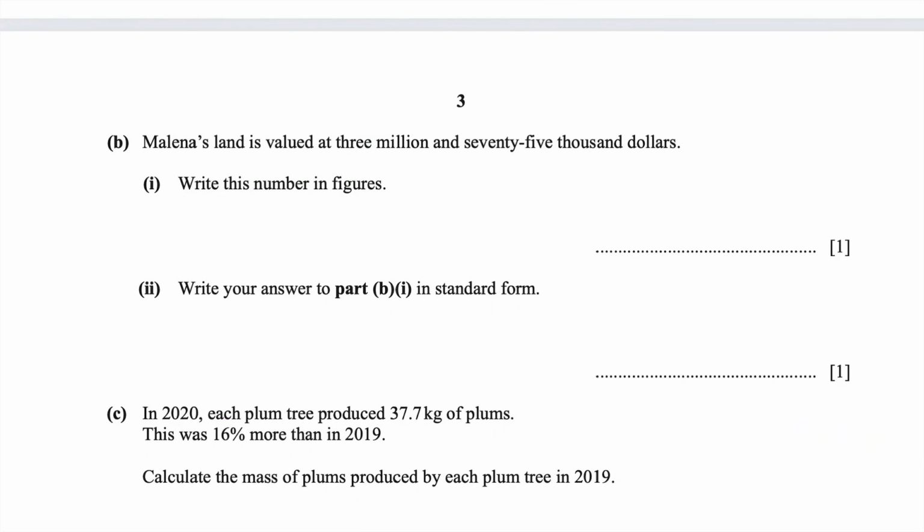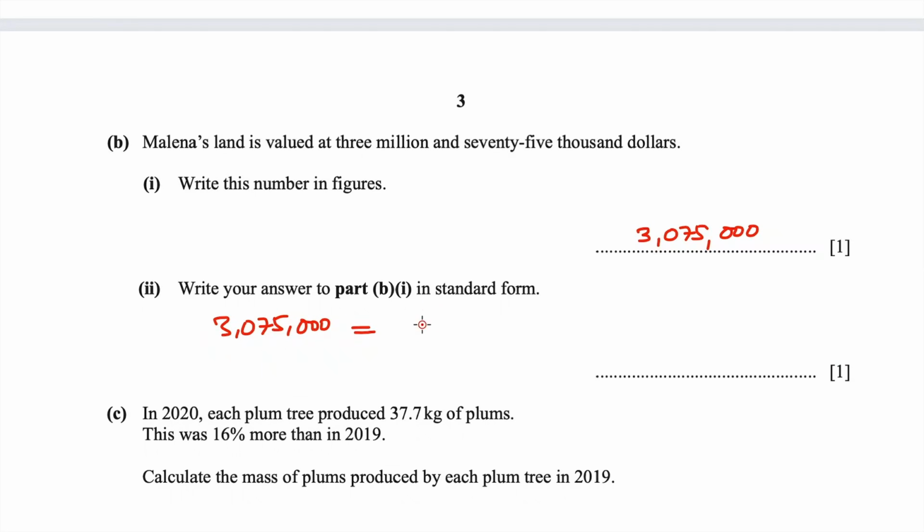Malena's land is valued at $3,075,000. Write this number in figures. 3,075,000. So this is the number. Now write your answer to part B in standard form.